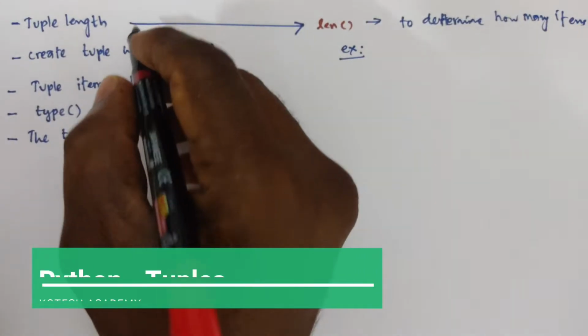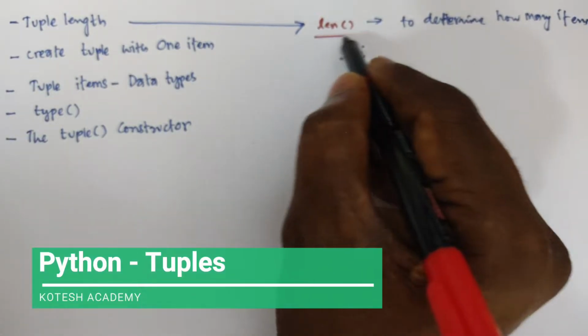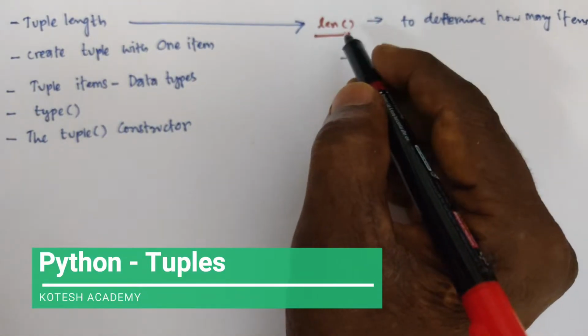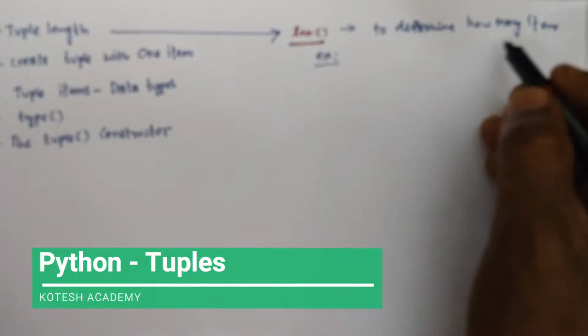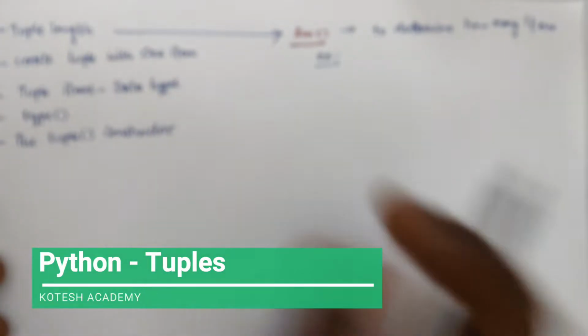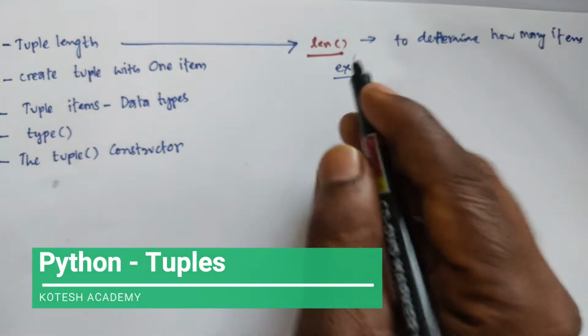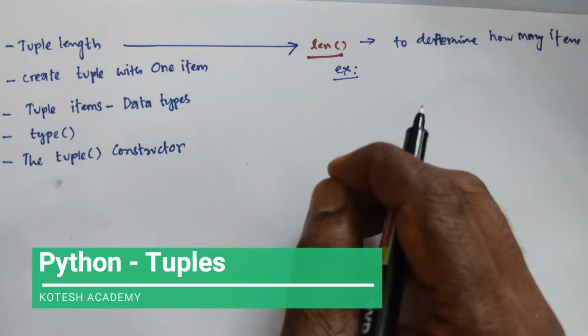Next, the topic is tuple length. Tuple length is determined with the help of len, to find out how many items it has. That is the actual role of this. With the help of len, we can calculate how many items a tuple has.